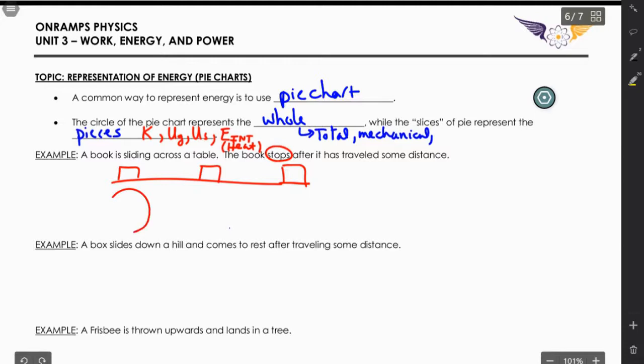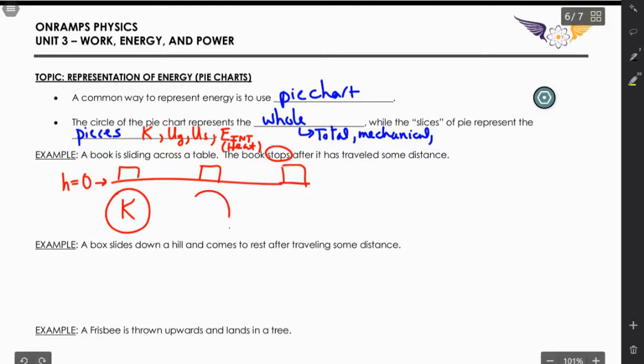At the beginning, you could include potential energy here, but we're going to say our zero point is the table. So H equals 0 is the table, which really just eliminates any effect of potential energy. At the beginning, it's going to be all kinetic. The internal energy, the friction, has not taken effect yet.